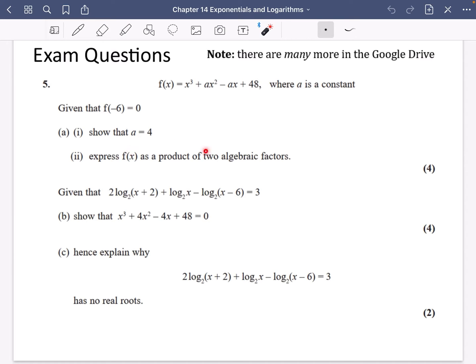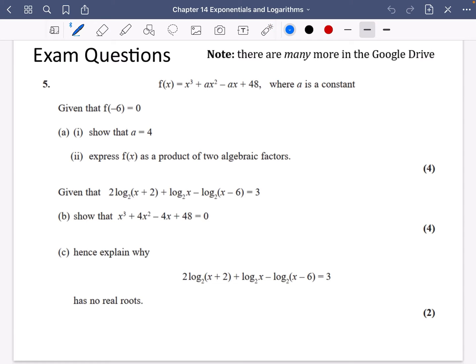Now it starts off not about logs, but we do need it to be able to do part B and C. So we'll do a bit of a recap here. We've been given f of x, it's equal to this particular function we've got here, and we've got these values of a, where a is a constant. And first of all, it says, given that f of minus 6 is equal to 0, show that a equals 4, and then express f of x as a product of two algebraic factors.